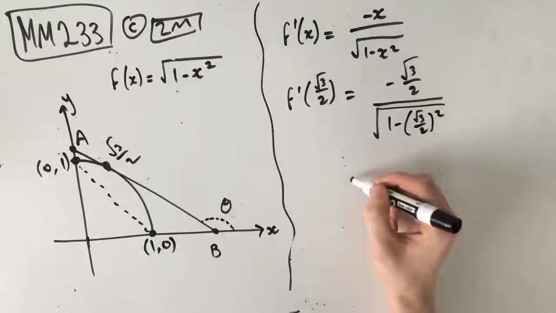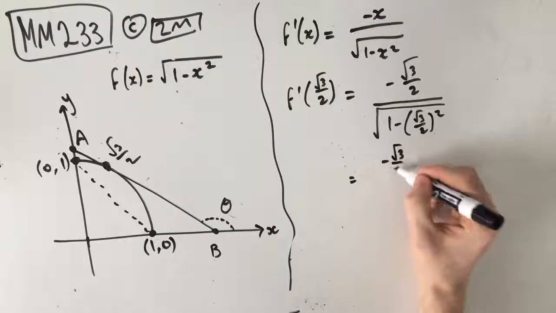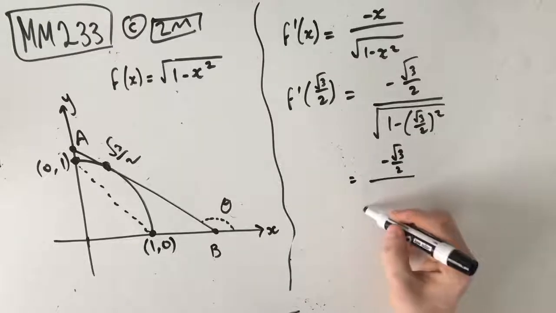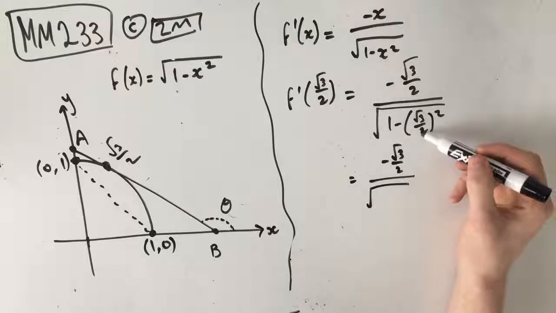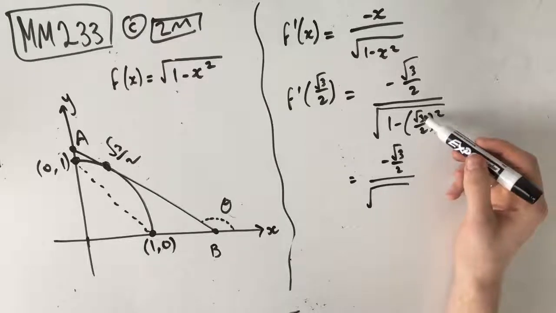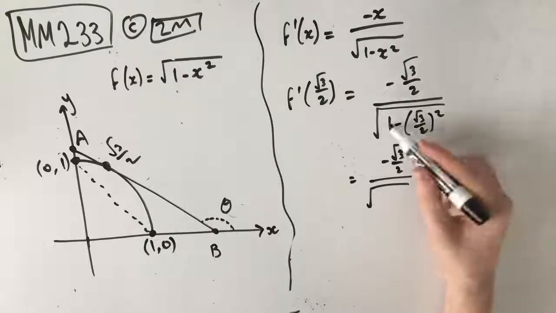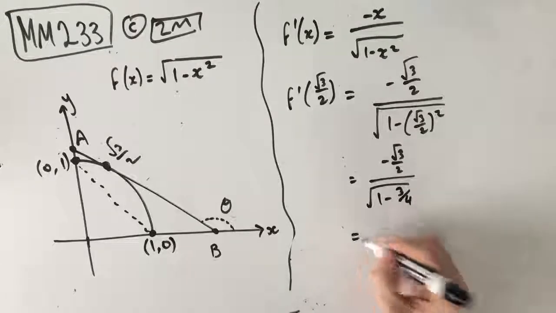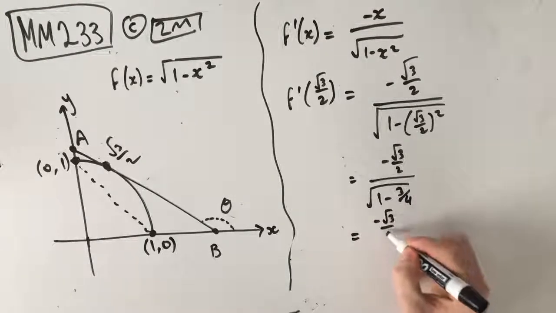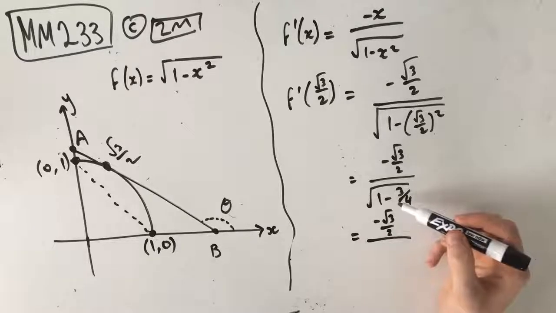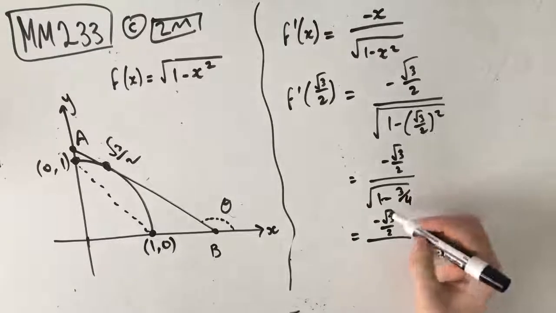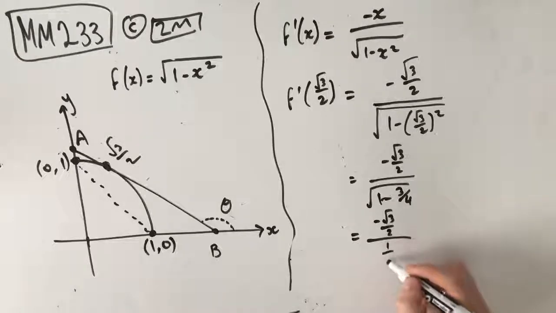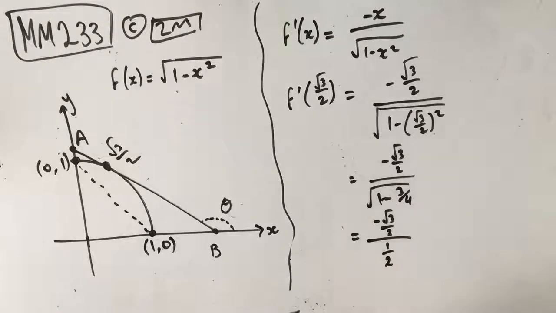Sweet. From here, this negative root 3 on 2 can just stay the same. Then we get the square root of root 3 on 2 squared is root 3 squared, which is just 3, over 2 squared, which is 4. So 1 take away 3 over 4. Sweet. Negative root 3 on 2 over 1 take 3 on 4 is just 1 on 4. And the square root of 1 on 4 is 1/2. So over 1/2. Awesome. So what we're going to get is negative root 3 on 2 divided by 1/2.